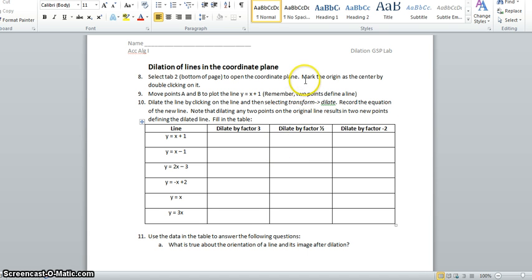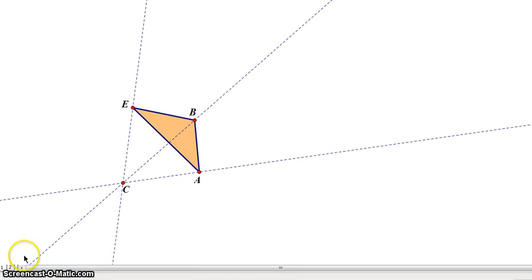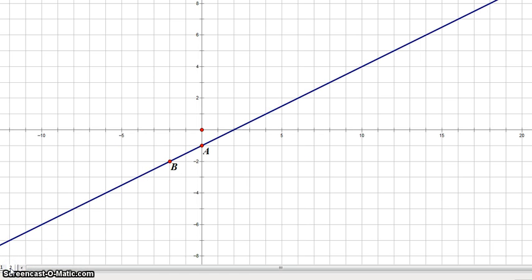It also says mark the origin as the center by double clicking on it. Okay, so tab 2 right down here. There's the origin, double click. Okay, and that flash tells me that I have successfully marked it as the center of dilation.